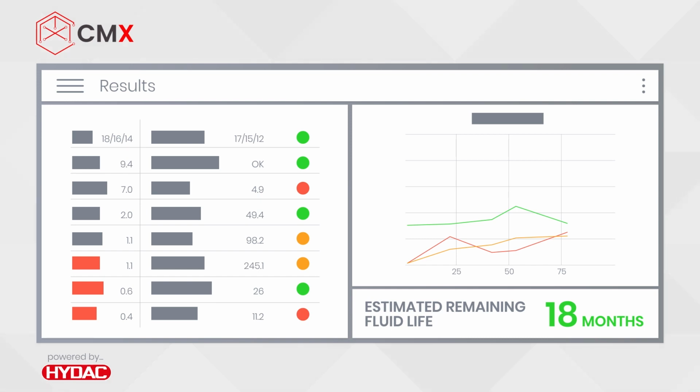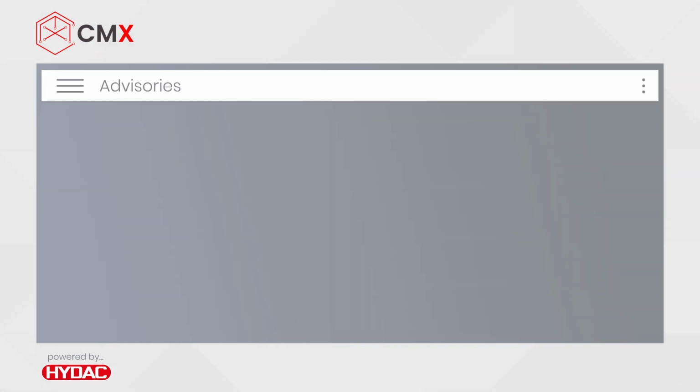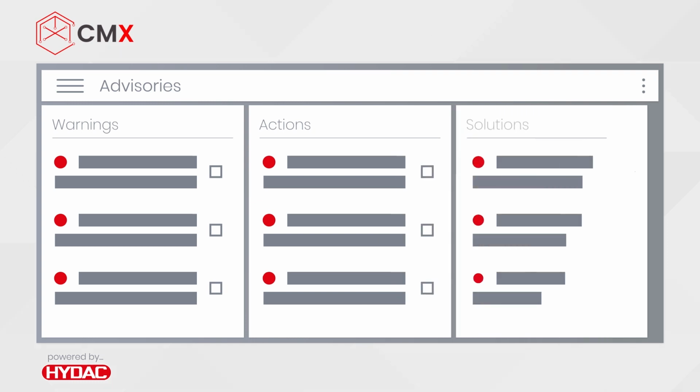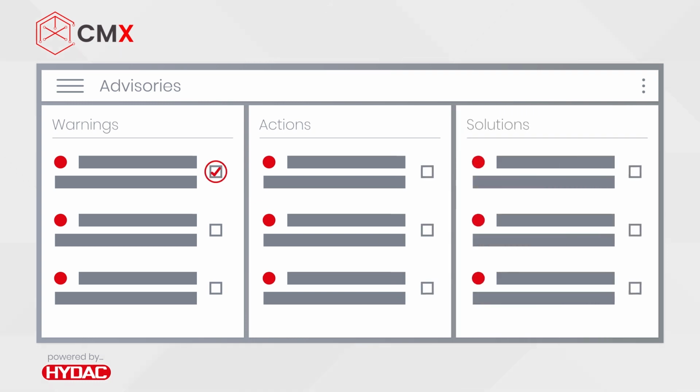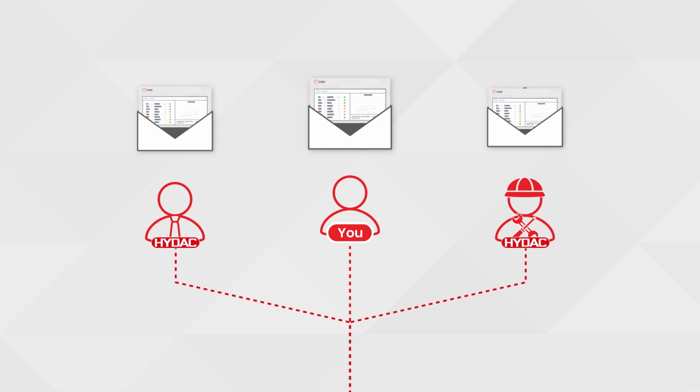The sample is then marked as complete, and application-specific advisories are added, such as warnings, recommended actions, and proposed solutions which are ready to be implemented. This sets HYDAC apart from other oil analysis laboratories. The relevant contacts are then notified that their results and recommended advisories are ready to view online.